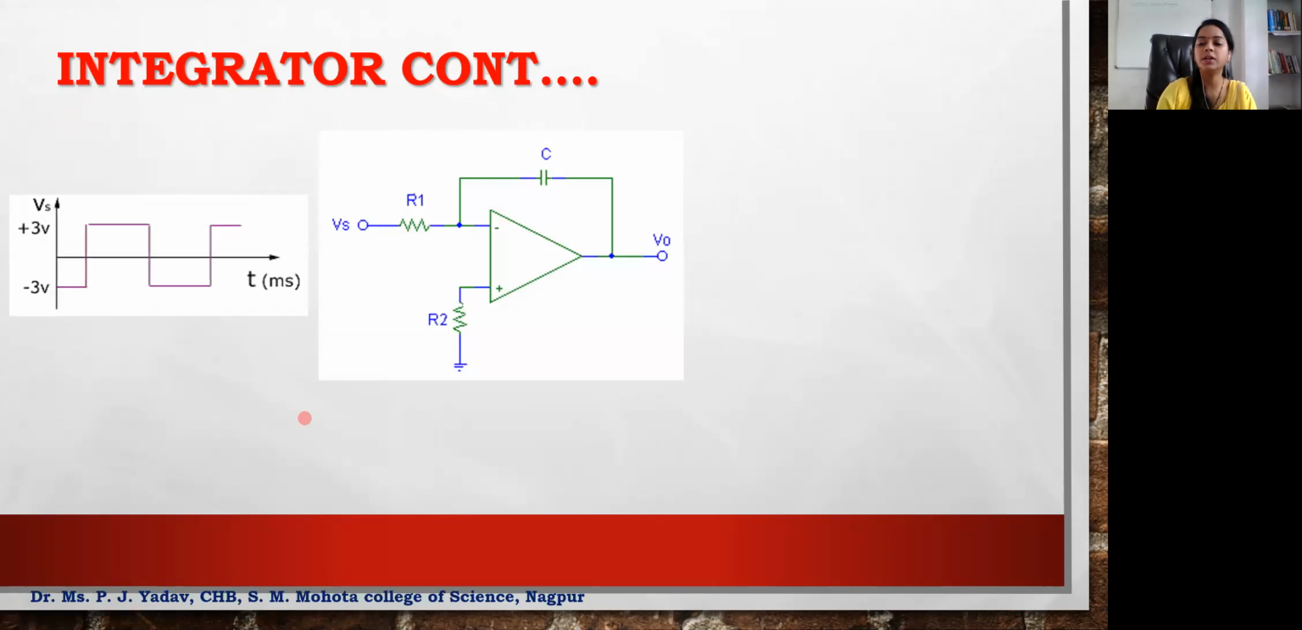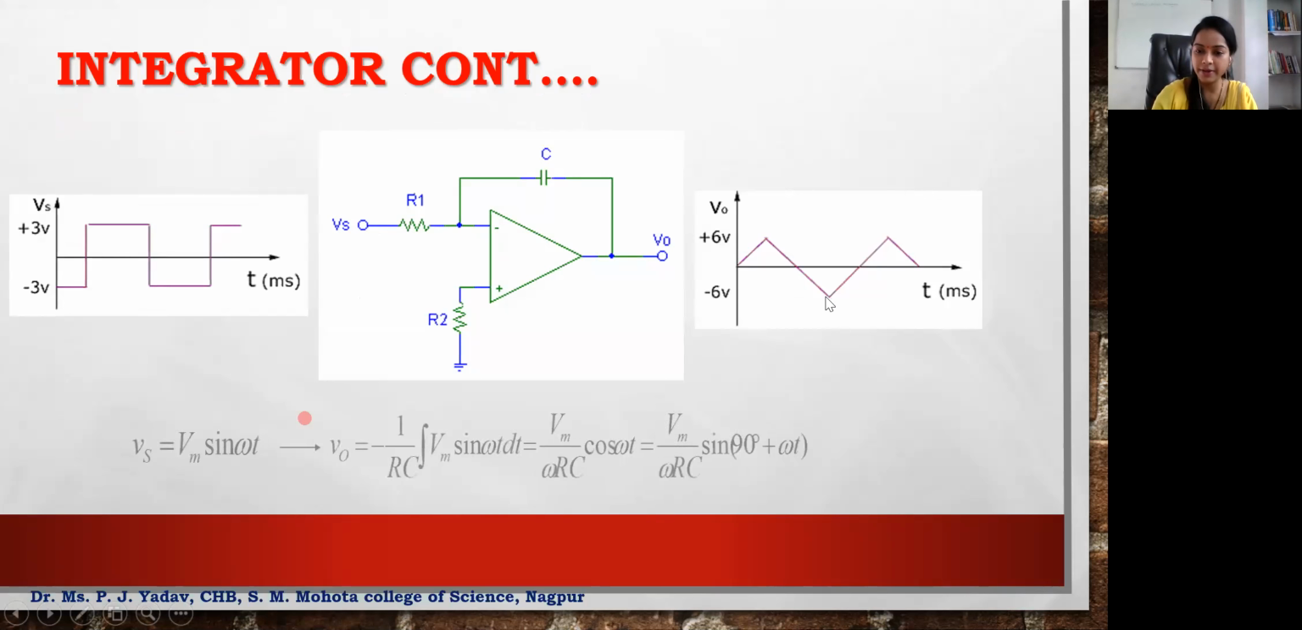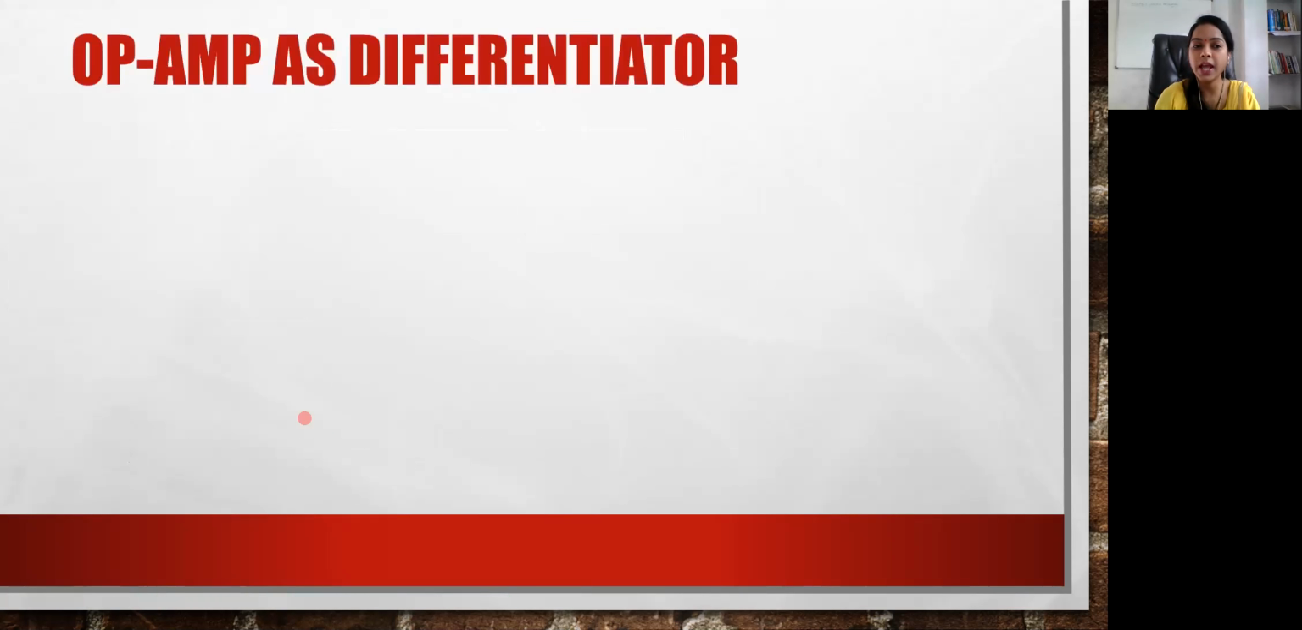So this is how the output waveforms will look like if we give it to the integrator circuit. If you are going to give a square wave to this integrator circuit, what you will have at the output terminal? You will have a triangular wave at the output terminal. And these are the equations. These we have taken with sine and omega because we are having a sine wave. With time, instantaneously omega is changing. Okay, that's why the equation will look like this.